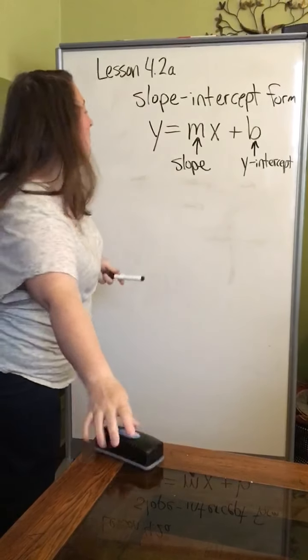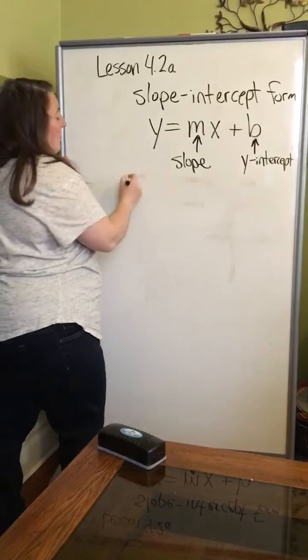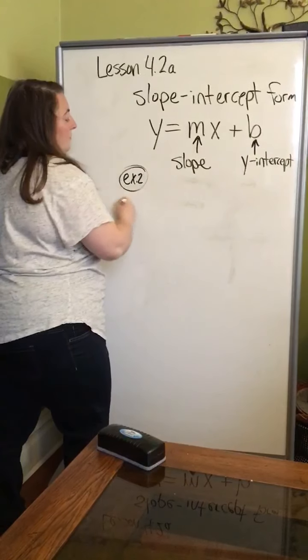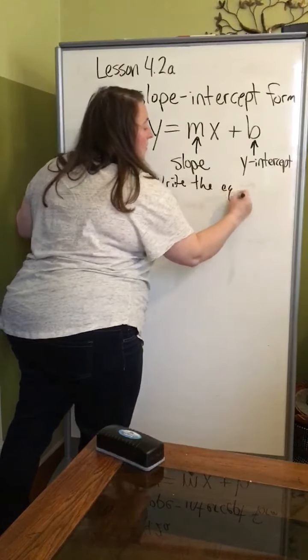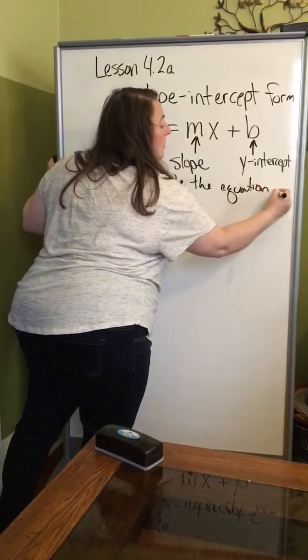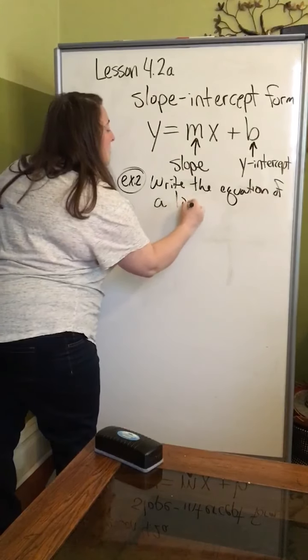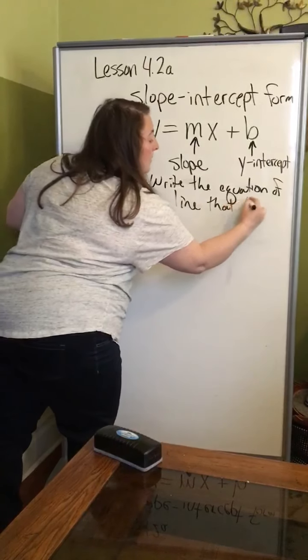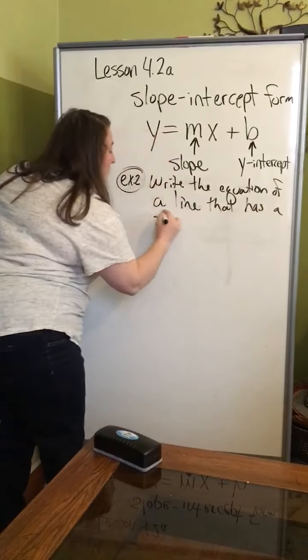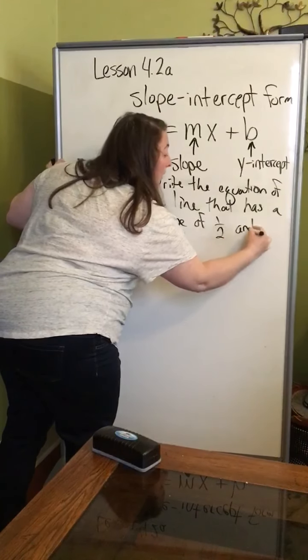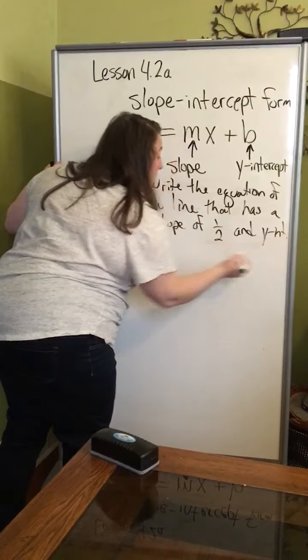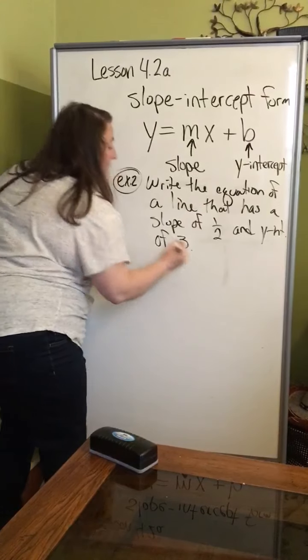Okay, so the question might say, write the equation of a line that has a slope of 1/2 and y-intercept of 3.